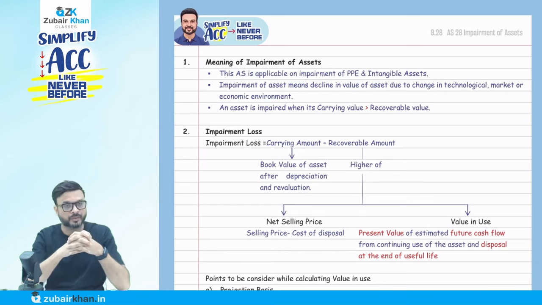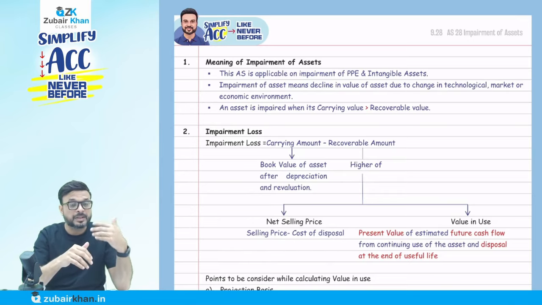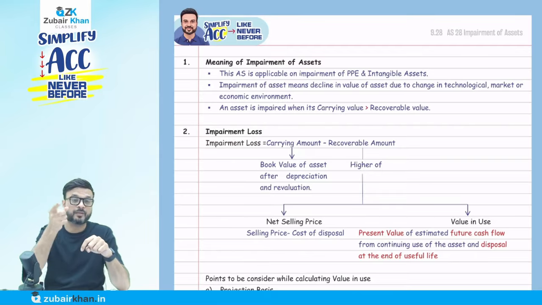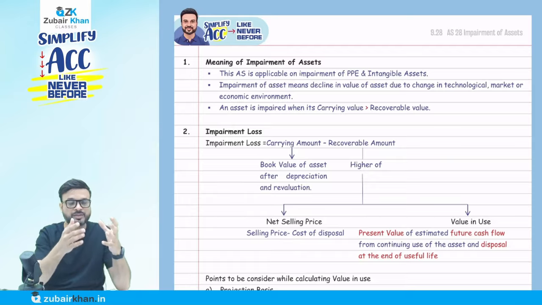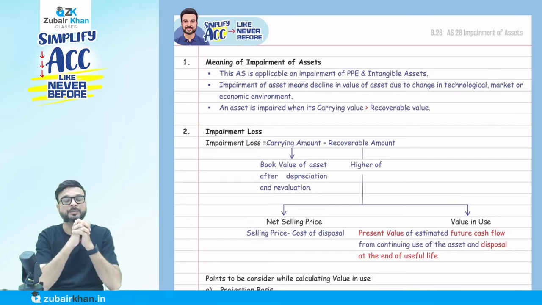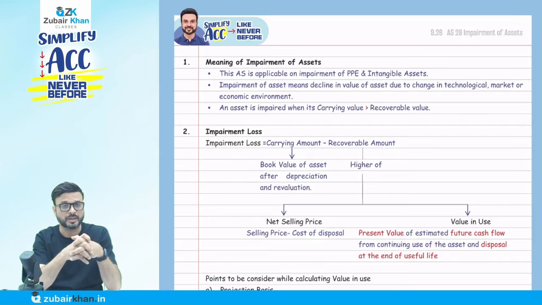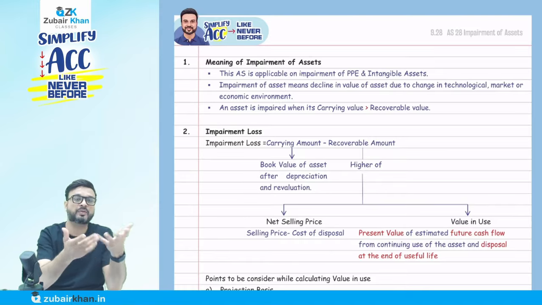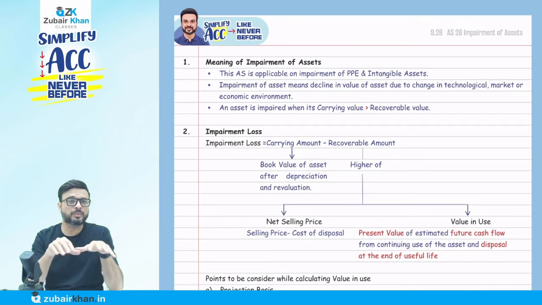Suppose there is a building, and a fire occurs. Because of that, the value of the building goes down. So what happened? It appears in my books of account at whatever the book value, but because of the fire, the value of the building goes down, and so does its recoverable amount. I will discuss what we mean by recoverable amount. But if the value goes down, it should not happen that the value appearing in my books of account is overvalued and not the actual value. So they say we have to book the impairment loss.